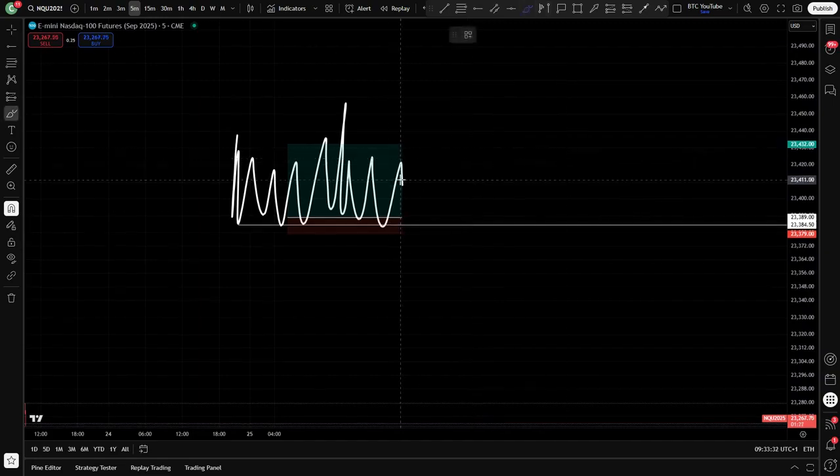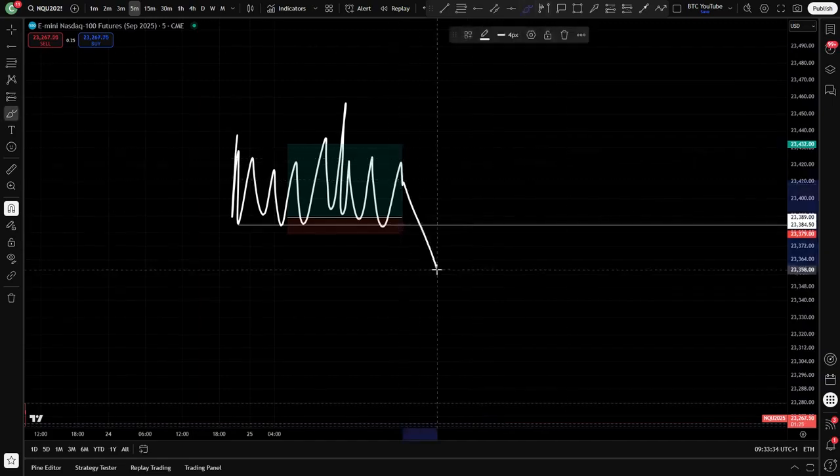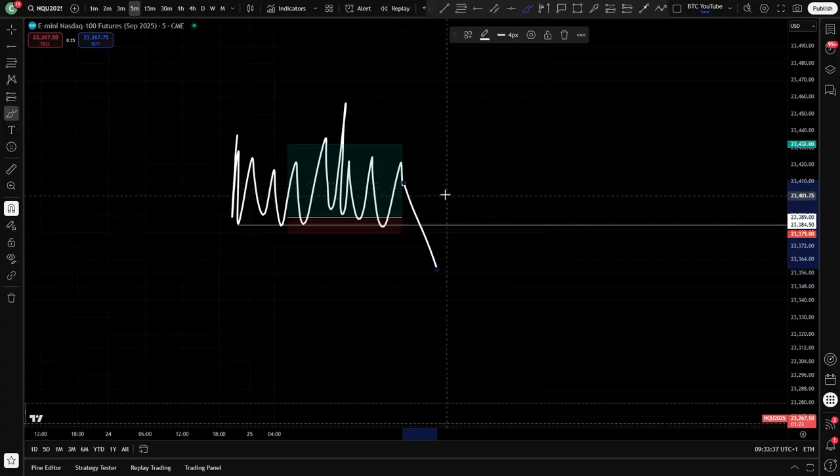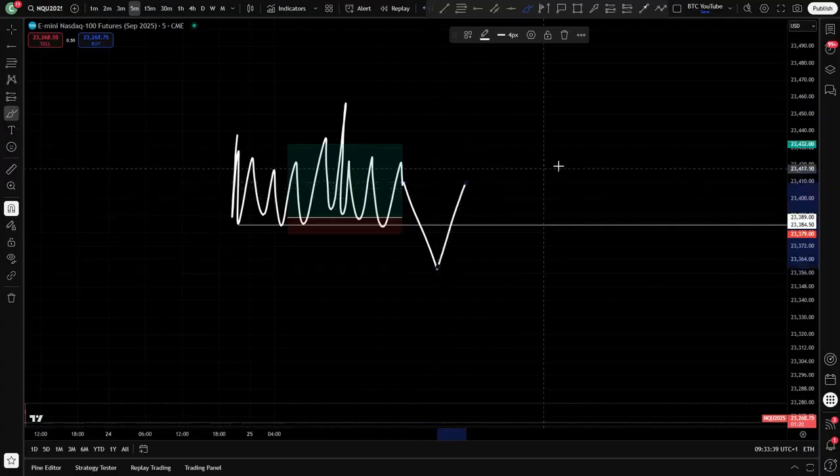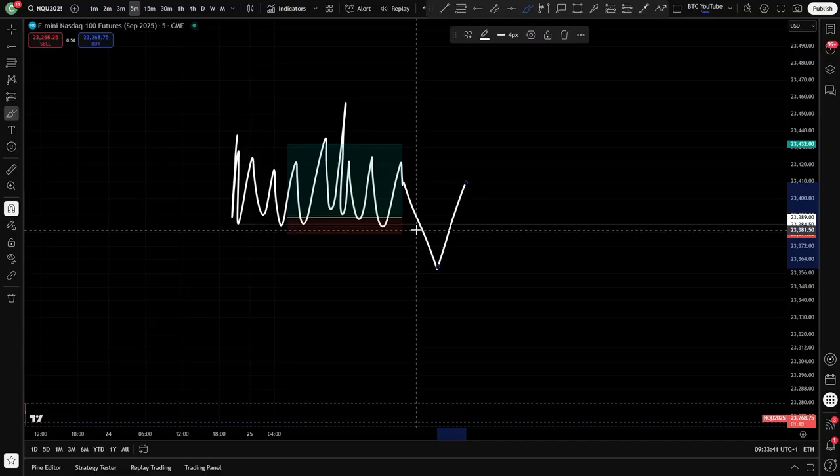You're looking for that lovely liquidity sweep of those people to the downside, and you want to see some good momentum to the downside, and then you want to see that V shape back to the upside like this. This is essentially what we're looking for in the model for the strategy.